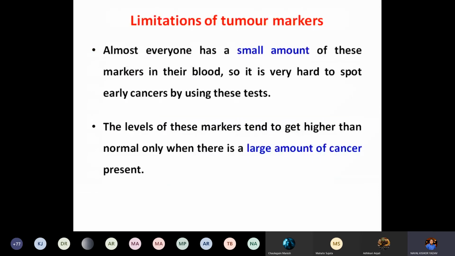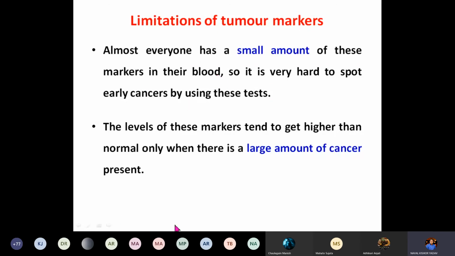So what are the limitations of these tumor markers? There are more than 50 or 100 tumor markers that have been identified, but what are the limitations? Why are they not specific? They increase in different cancers. So what are the limitations of all these tumor markers? A small amount of these markers is present in the blood of everyone. Almost everyone has a small amount of these markers in the blood. So you cannot say that if it is detected, that person is suffering from cancer.